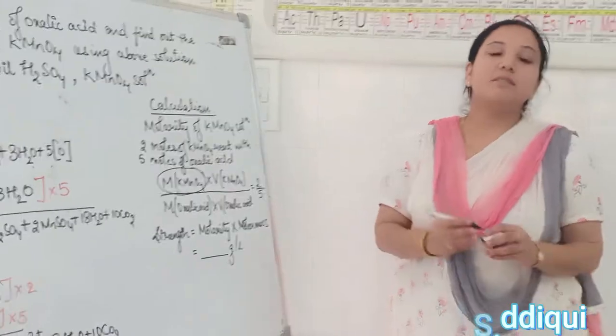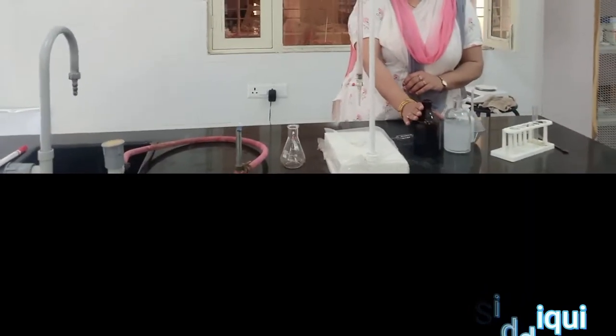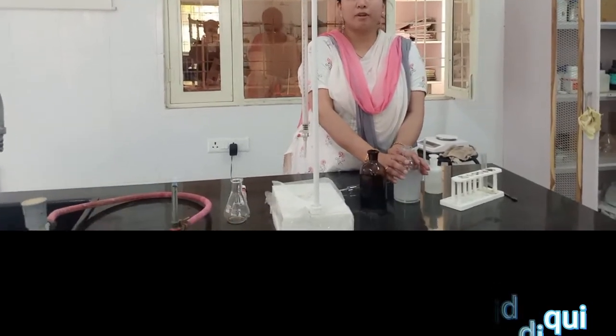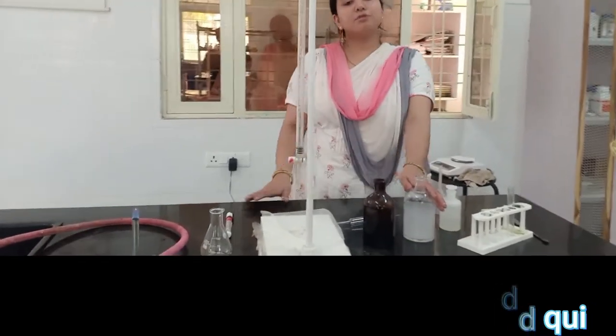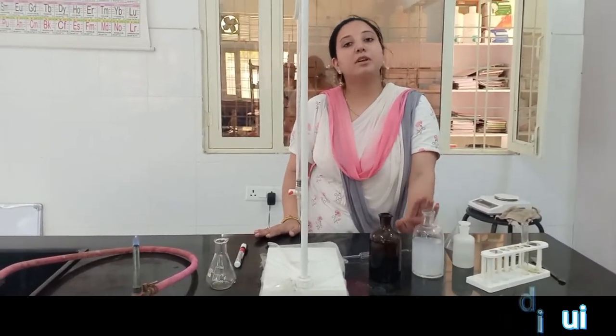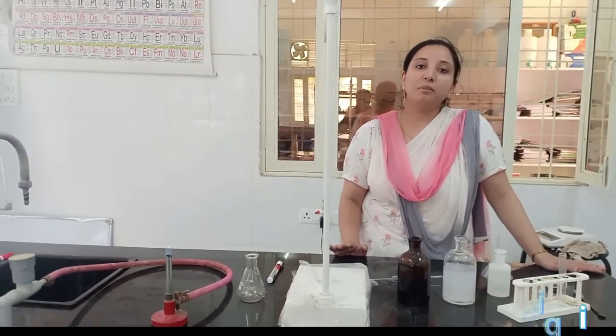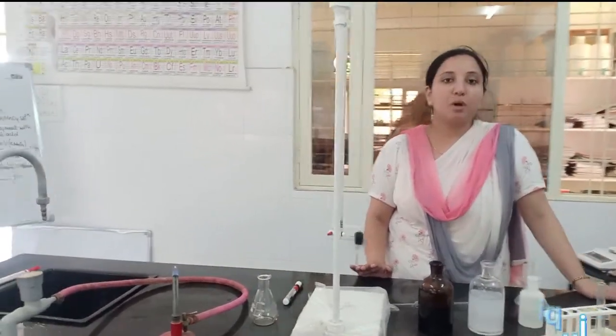So let's start with our practice. Now look, over here we have the KMnO4 solution. Its strength is unknown to you. This is the oxalic acid we have already prepared. The calculation for the oxalic acid is like this. Over here I have prepared 250 ml of the oxalic acid. Now the molecular mass of the oxalic acid is 126.